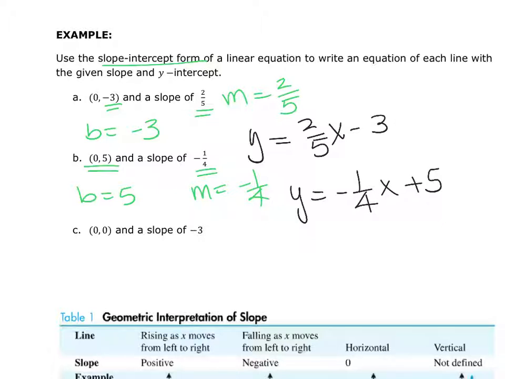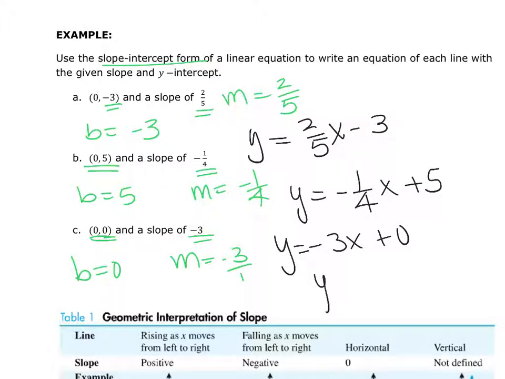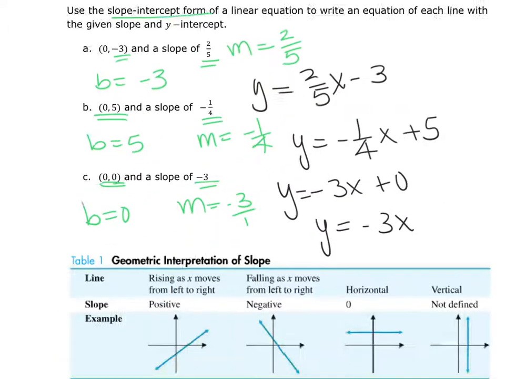And then on my last one, my m is negative 3 over 1 if I wish. And this gives me my b equals 0. So I'd write this as y is equal to negative 3x. I can put 0 if I want to. Typically I won't, so I'll put y equals negative 3x and leave it like that. That tells me that I'm going to go through the origin.